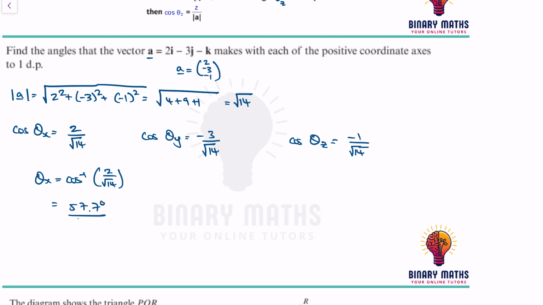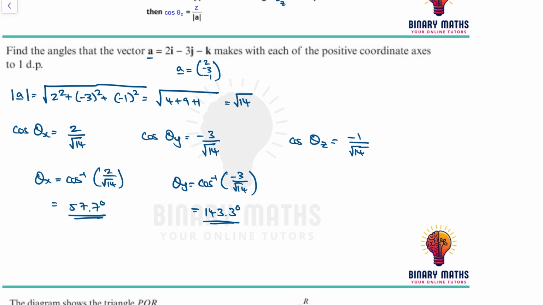57.7 degrees. That makes sense because 2 is positive, so it's going to be an acute angle. So it's going to be slightly above the x-axis. Okay, theta y will be equal to inverse cos of negative 3 over root 14, which gives us a value of 143.3 degrees.